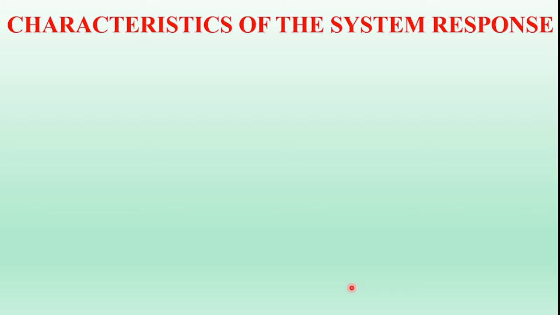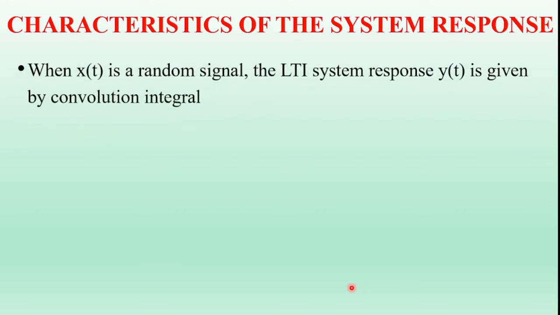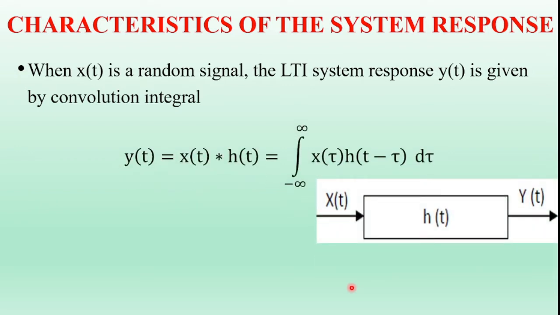In this video, I am going to discuss the characteristics of the system response. And what is system response? When x(t) is a random signal, that signal x(t) is applied to an LTI system, a linear time invariant system, whose system response is y(t), and its system response y(t) is given by the convolution integral. It is given by y(t) = x(t) * h(t), which is equal to the integral from minus infinity to infinity of x(τ) h(t − τ) dτ.